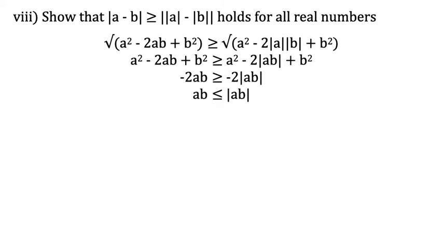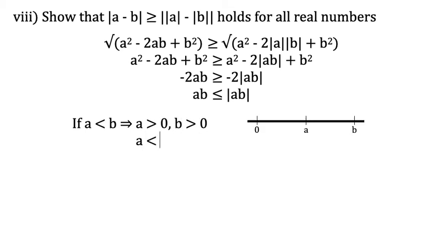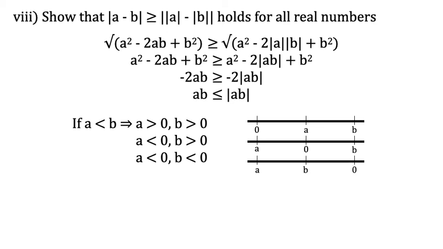Since the absolute value of a times b will always be a positive number, the a times b side can be negative. And so we can break this up into a few cases. If a is less than b, then we could have three possible cases. A is greater than 0 and b is greater than 0, meaning both numbers are positive. Or a is less than 0 and b is greater than 0, meaning a is negative and b is positive. Or a is less than 0 and b is less than 0, meaning both numbers are negative.